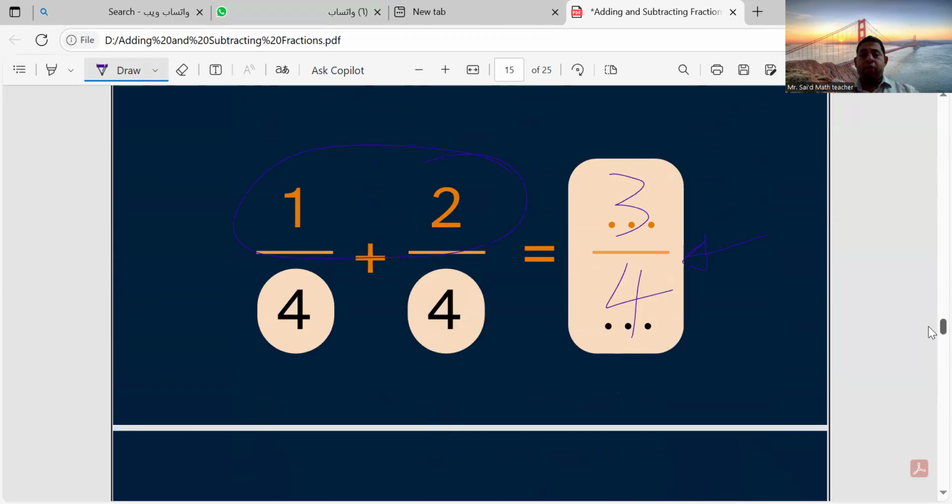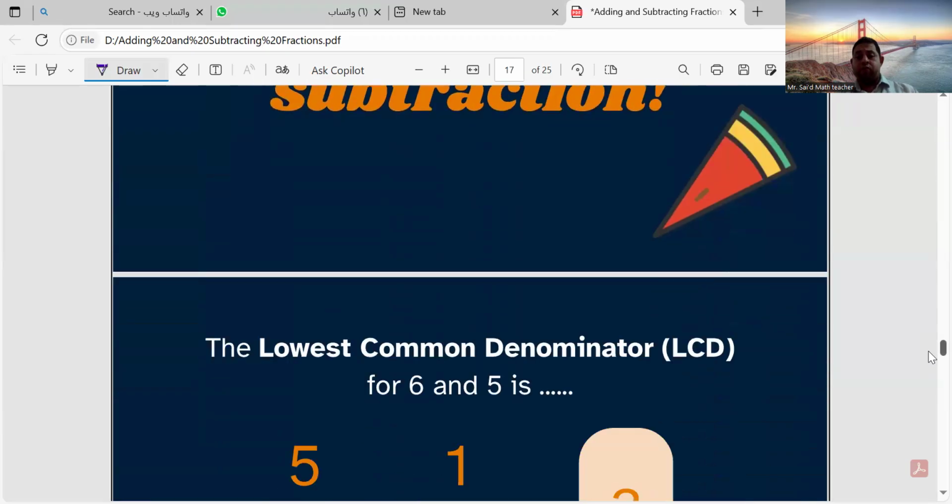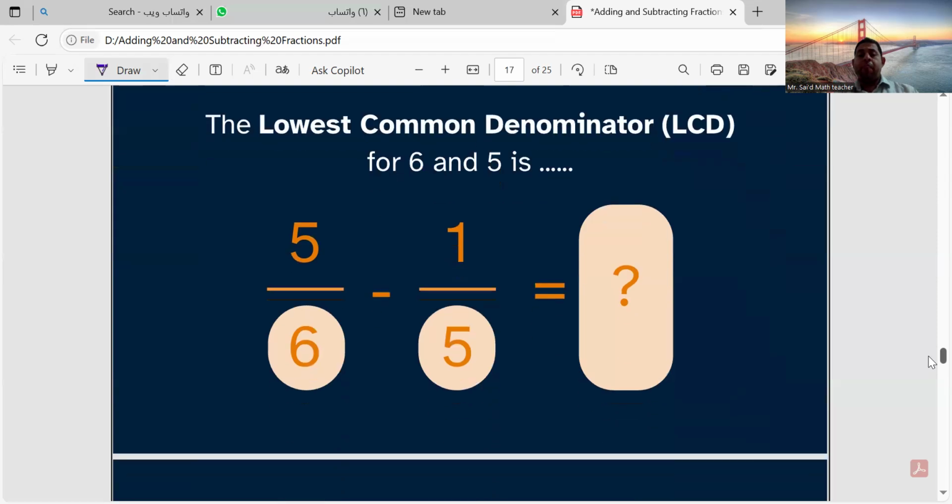Let's go for another point. Let's subtract two unlike fractions. In this example, we have two unlike fractions, but we want to subtract them. The same steps which we did before about addition: we have to get the LCD, then we make equivalent fractions, then we can subtract them easily.